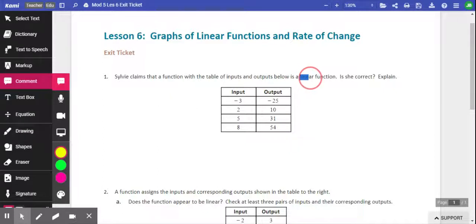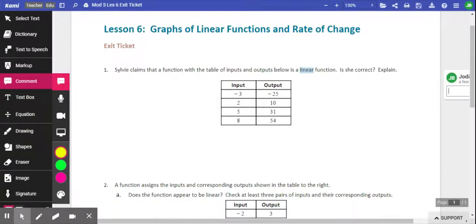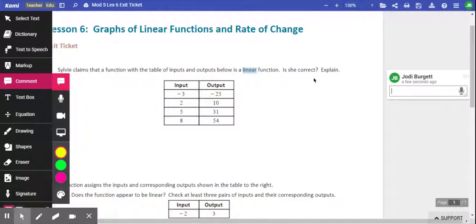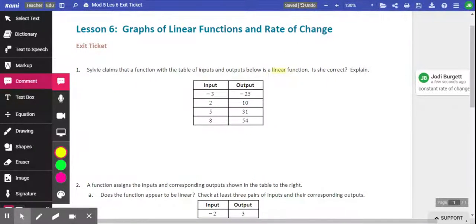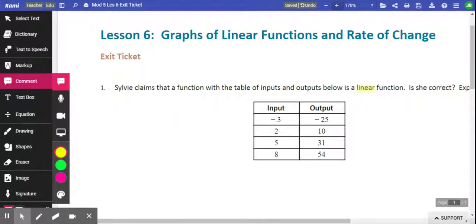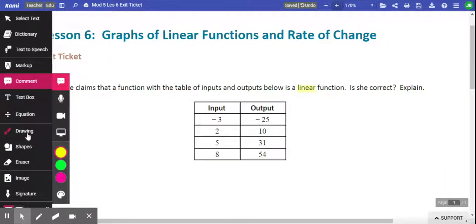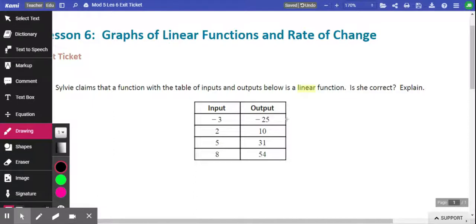So what's really important here is that you pay attention to the fact that it says linear. What does a linear function mean? It simply means there's a constant rate of change. Rate of change. So with that, we need to find the slope between each point here. I'm going to find between each point to see if there's a constant rate of change.